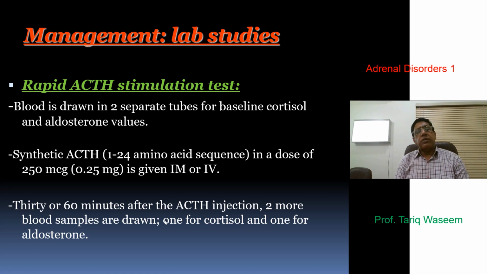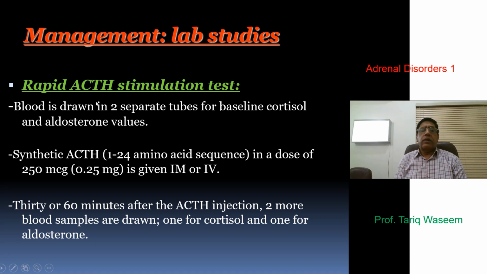But as we discussed previously, in all patients with endocrine disorders where we are suspecting hypofunctioning, we tend to stimulate that gland to see whether there is a reserve to produce hormone or not. So this is done through the ACTH stimulation test. Two types of ACTH stimulation test are performed. In the rapid test, you draw blood in two separate test tubes for the baseline cortisol level as well as the aldosterone level.